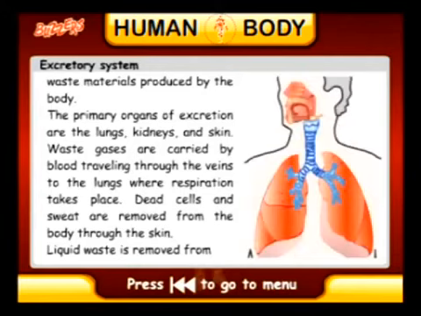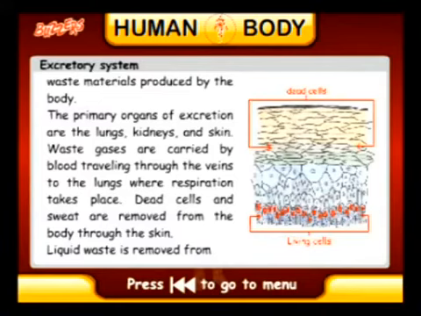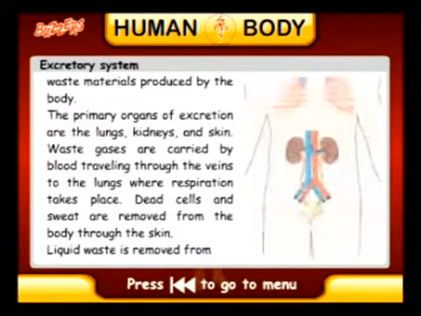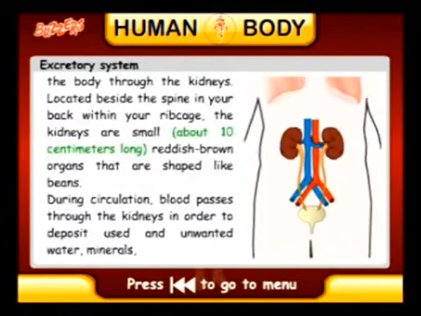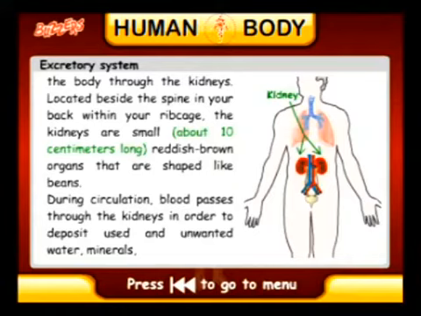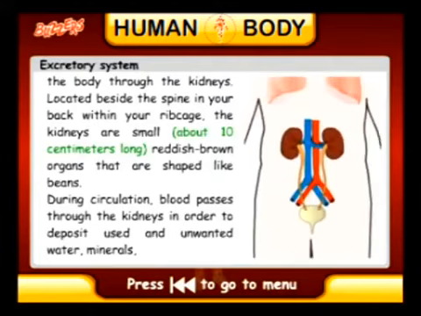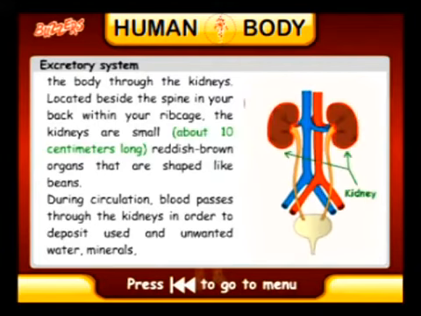Waste gases are carried by blood traveling through the veins to the lungs, where respiration takes place. Dead cells and sweat are removed from the body through the skin. Liquid waste is removed from the body through the kidneys. Located beside the spine in your back, within your rib cage, the kidneys are small, about 10 centimeters long, reddish-brown organs that are shaped like beans.